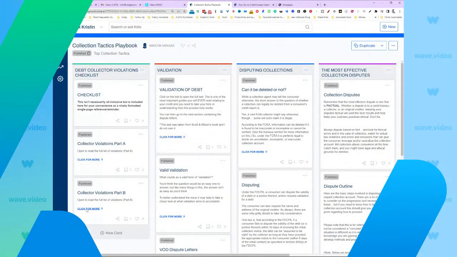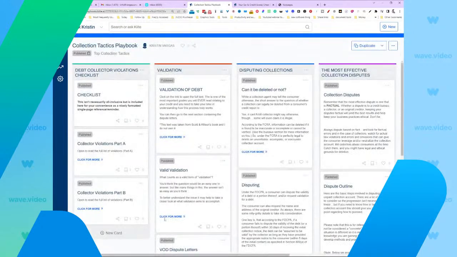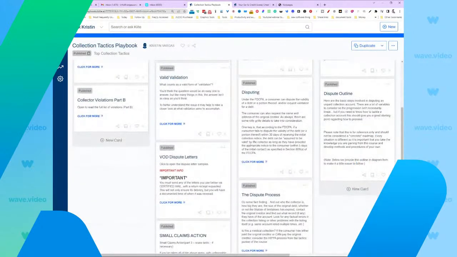And I'm telling you, nine times out of ten, there's going to be something on here, such as this very last one under Part B: reporting a late payment when collection accounts are actually closed-ended and cannot be late, unlike open-ended credit card accounts. That's an FCRA violation. I see that one literally all the time. And this is how you end up disputing collections, the actual dispute process.